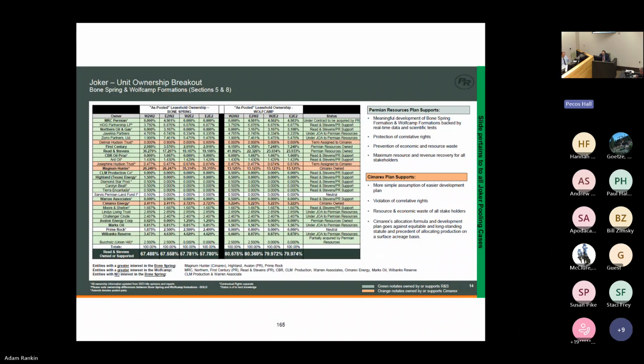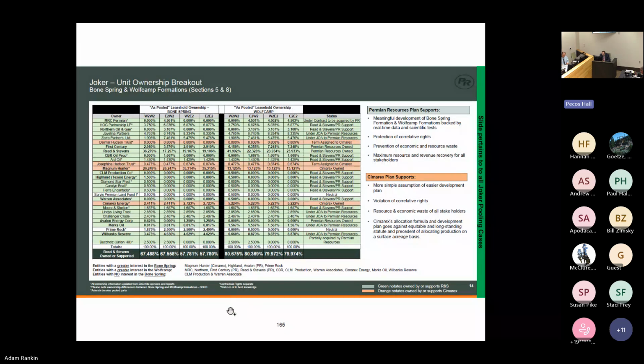So when your counsel and you talked about the waste to the Bone Spring owners, this is our universe of people that are being harmed. Yes, in this unit. Okay, in the Joker unit. So the way I understand this is that one of them is Magnum Hunter, okay? The next one is Highland, then Avalon, PR, and Prime Rock. Did I read that correctly? You're referring to the far left column of the table. Entities with a greater interest in the Bone Spring: Magnum Hunter, Highland, Avalon, PR, and Prime. Down there. Okay. Yes, I see that.